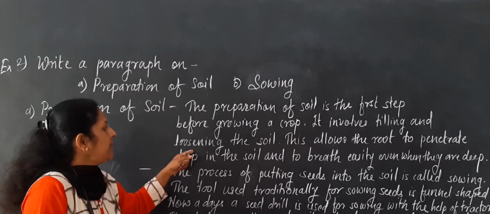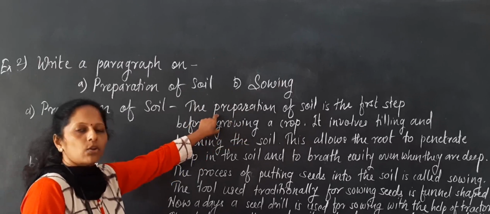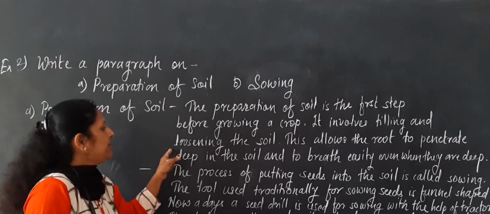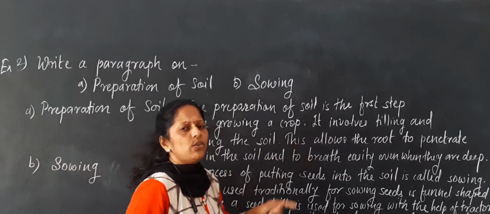So that is the process. The first step before growing the crop is the preparation of soil, and it involves the tilling and the loosening of the soil. Then what is the use of that?